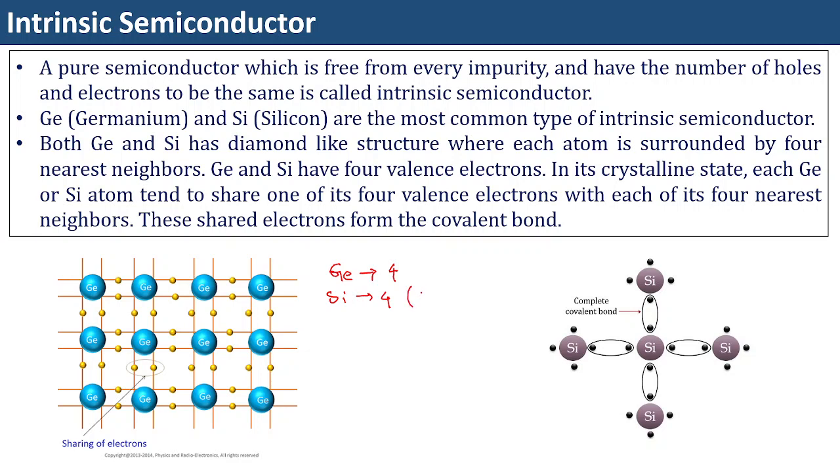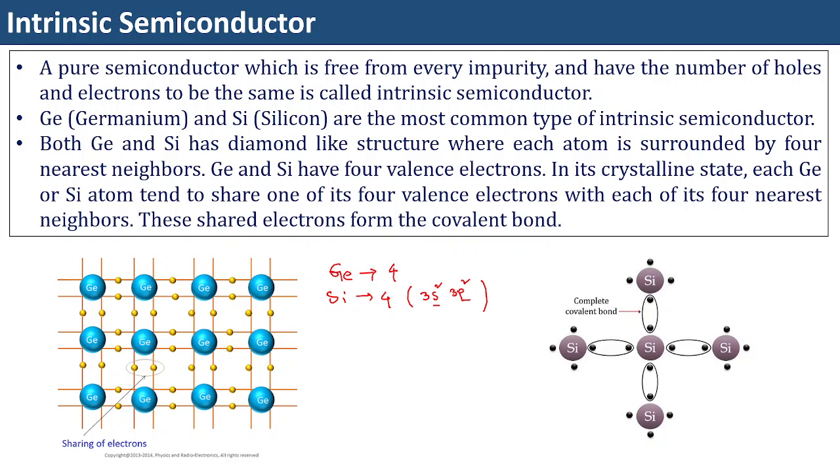Why 4? Because you remember in the silicon structure, the outermost orbital shell we wrote as 3s2 and 3p2. That means in the outermost shell you have 2 electrons and 2 electrons, a total of 4 electrons, of which 2 electrons are in the s orbital and 2 electrons are in the p orbital. But ultimately 4 electrons are there in the valence shell, that means in the outermost orbital. So both germanium and silicon have 4 electrons in their outermost orbital and they require another 4 to get the inert gas structure.